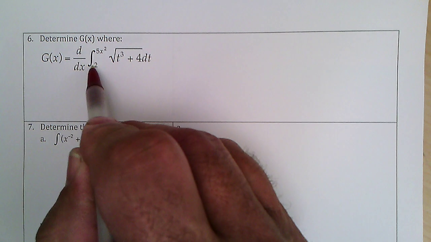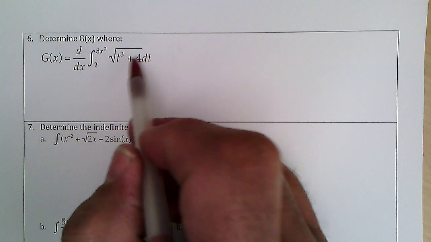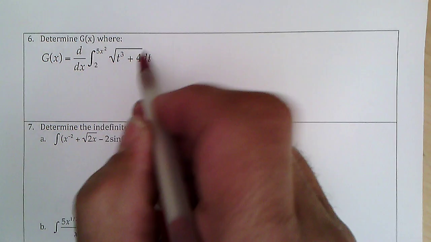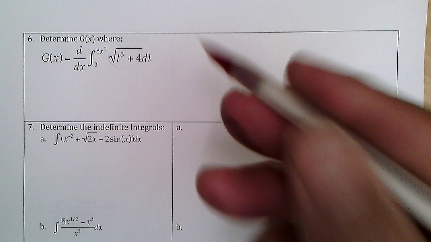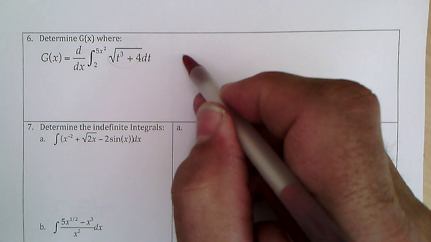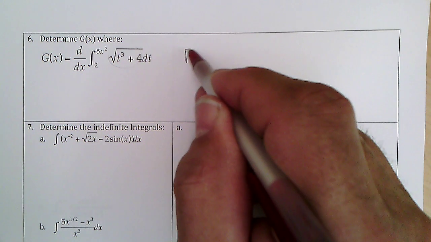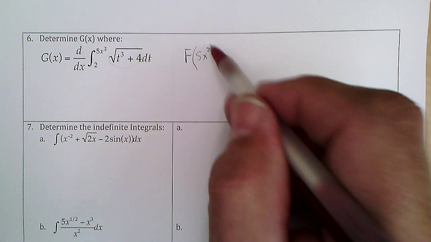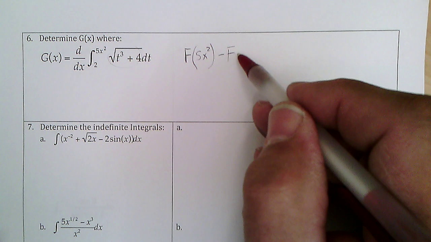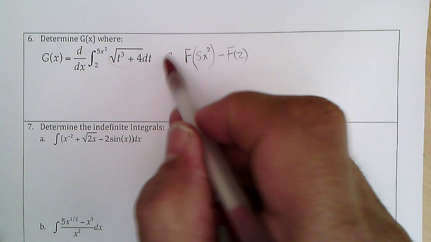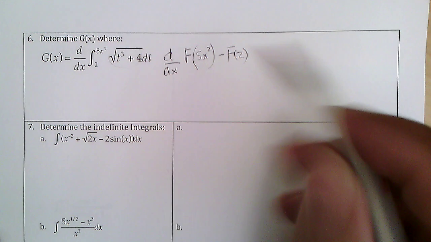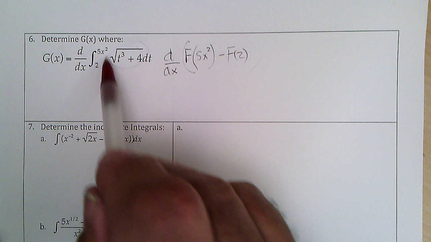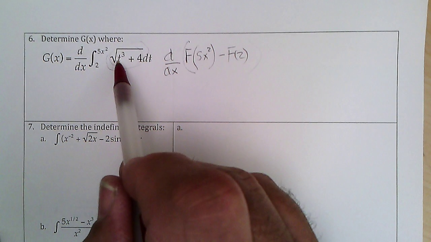Okay, we got the derivative of the integral. Those are basically going to cancel, except this is a function of t, and this one's of x, and we're going to put x's. So whatever this function's antiderivative is, which we don't really know, I'll just call it capital F, we're going to have to put in 5x squared minus F of 2. And then we have to take the derivative with respect to x.